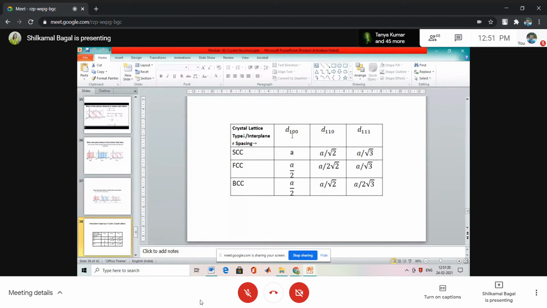for these three principal planes d100, d110 and d111. Am I audible to you? Yes? Okay. I have summarized here the interplanar spacing in cubic crystal lattice in these three set of planes 100, 110 and 111. Okay. So d is the interplanar spacing and these are the types of cubic crystal lattice SCC, FCC and BCC.